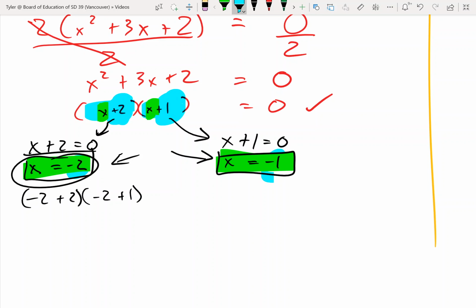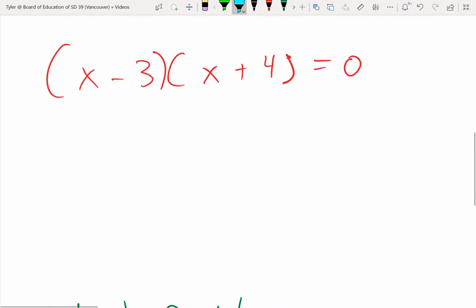In this one, it was plus 1, so it's going to be negative 1. There's some weird examples, but that's the basic rule. So let's do another one.